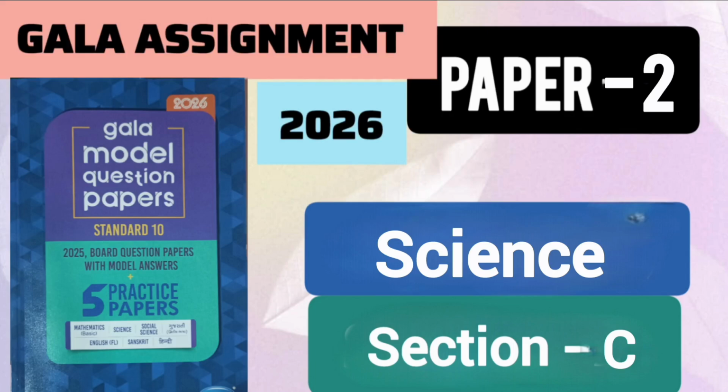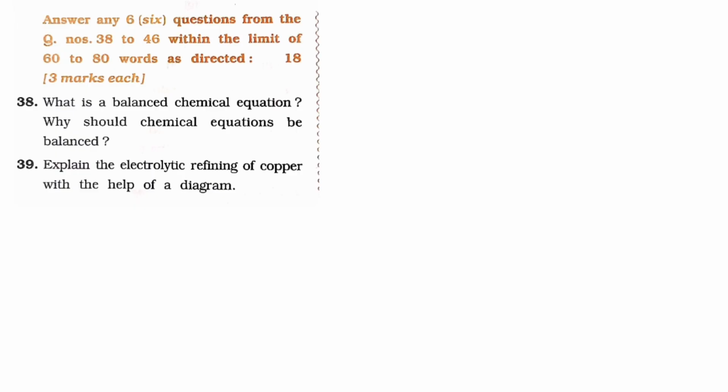Science paper 2, section C. Instructions: answer any 6 questions from question numbers 38 to 46 within the limit of 60 to 80 words as directed. Each question is of 3 marks. Therefore, the section is of 18 marks.